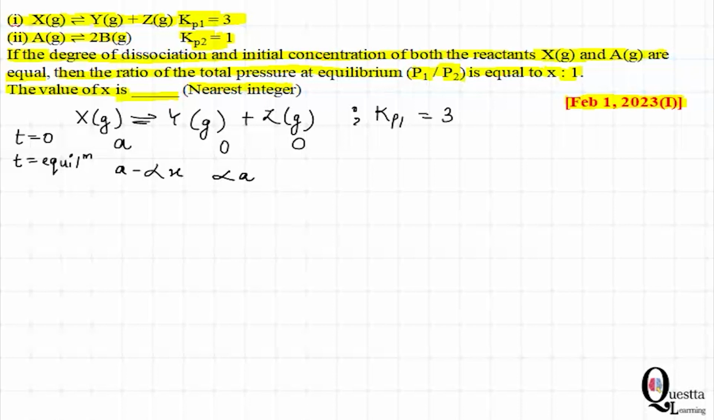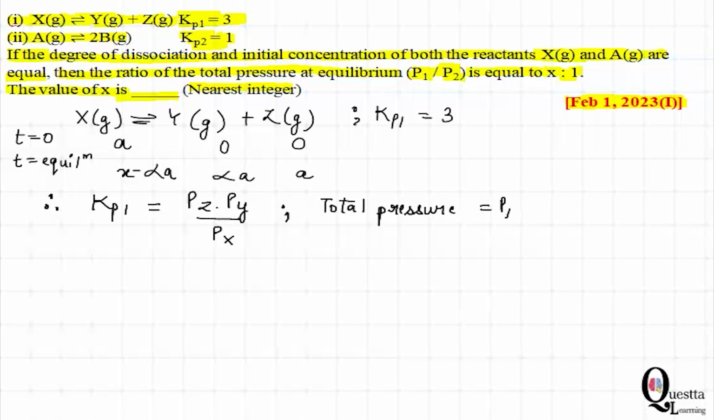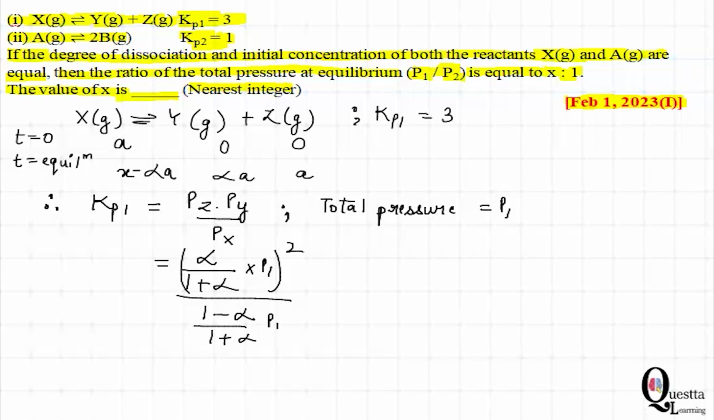So now here it must be X over here and A over here. Now when we write the expression for Kp1, that will be equal to the partial pressure of Z multiplied by the partial pressure of Y, divided by the partial pressure of X. So we have the total pressure for this equals P1. Now if we substitute the respective values, it becomes alpha divided by 1 plus alpha into P1, whole square, further divided by 1 minus alpha upon 1 plus alpha into P1, that has a value equal to 3. On simplifying this, we can write alpha square P1 over 1 minus alpha square is equal to 3.